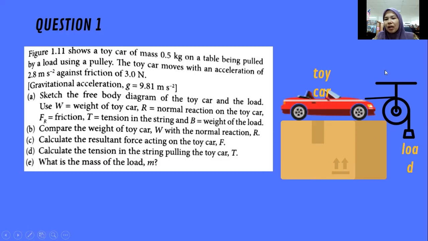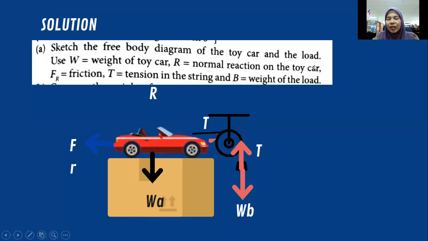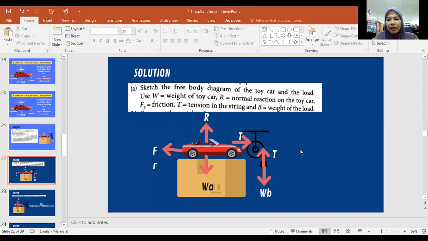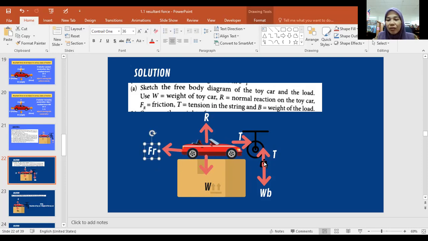Okay, so this is the diagram, and we need to draw the free body diagram. You have to draw all the possible forces. Okay, here is the actual diagram. This is the free body diagram for this question. W is the weight of the toy car. R is the normal reaction on the toy car, acting upward. Fr is friction. T is tension. We have two T, which means this is the same string, but it is acting in different directions.